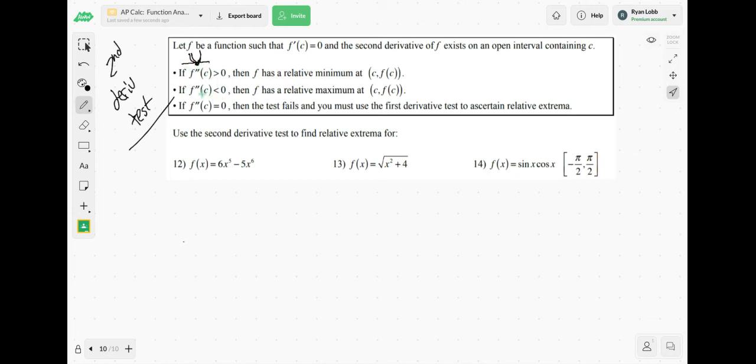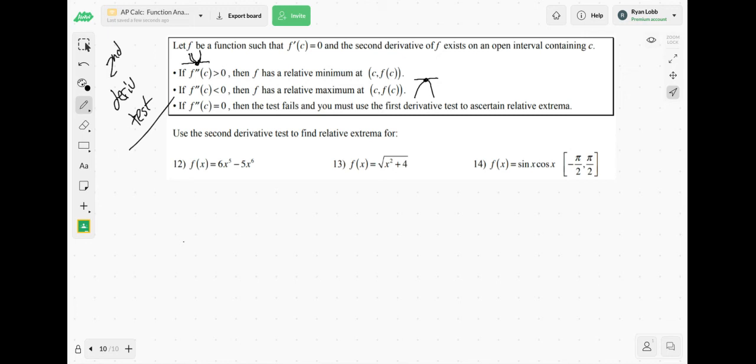Here, if f double prime of c is less than 0, that would mean we're concave down in an area where f prime of c is 0, which would mean it would have to be that peak point. So clearly there's a max. And then if f double prime of c is equal to 0, this breaks down and you just have to go back to the first derivative test, which is my function f increasing to the left and decreasing to the right, or decreasing then increasing, which would tell you max or min.